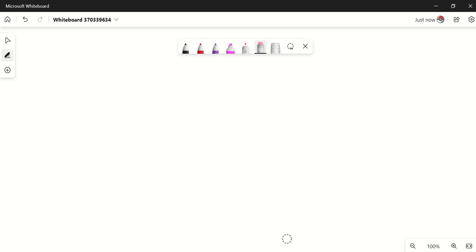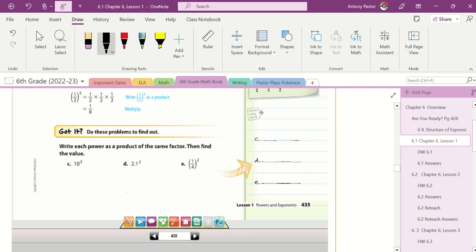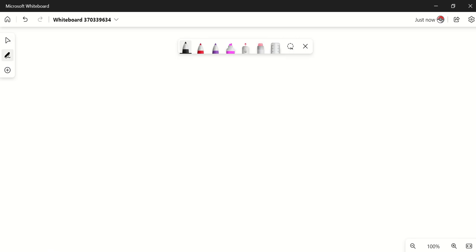And last but not least, E, 1/4 squared. 1/4. And it does put in parentheses just to avoid the other numbers.